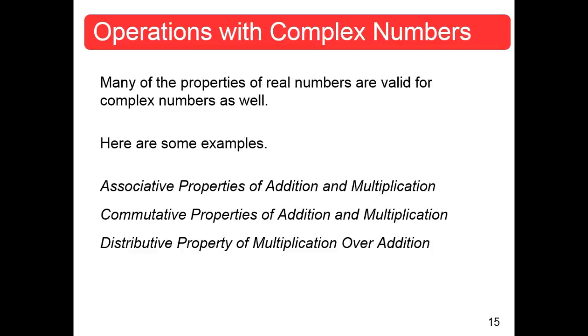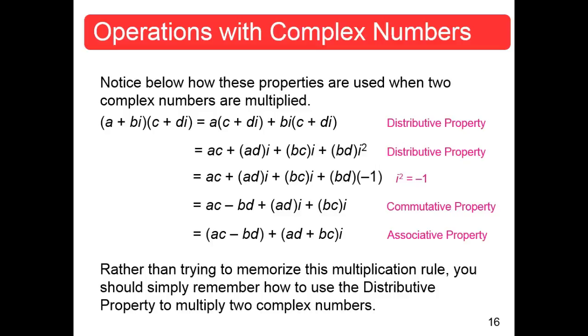Now, many of the properties of real numbers are valid for complex numbers as well. For instance, addition is commutative in both addition and multiplication. I think we've just seen how it works in addition. We haven't done multiplication yet, but it still works. Associative properties of addition and multiplication hold in real numbers, also in complex numbers. Distributive property of multiplication over addition works in real numbers. It works in complex numbers as well. Okay?